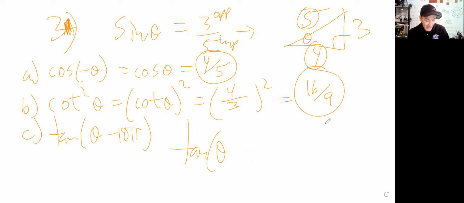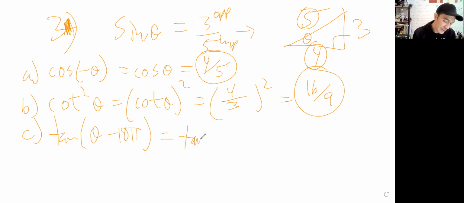Tangent of theta minus 10 pi is just equal to tangent of theta. That's based on the periodic properties, which are in your notes somewhere. So tangent would be opposite over adjacent then.